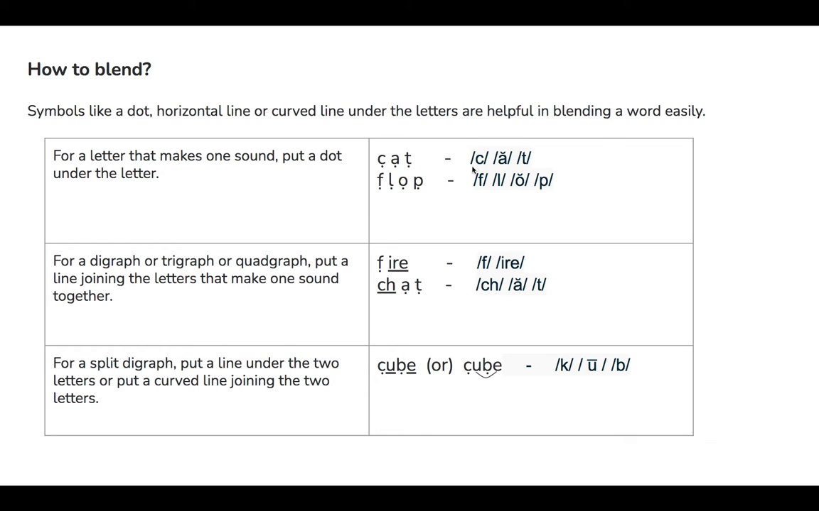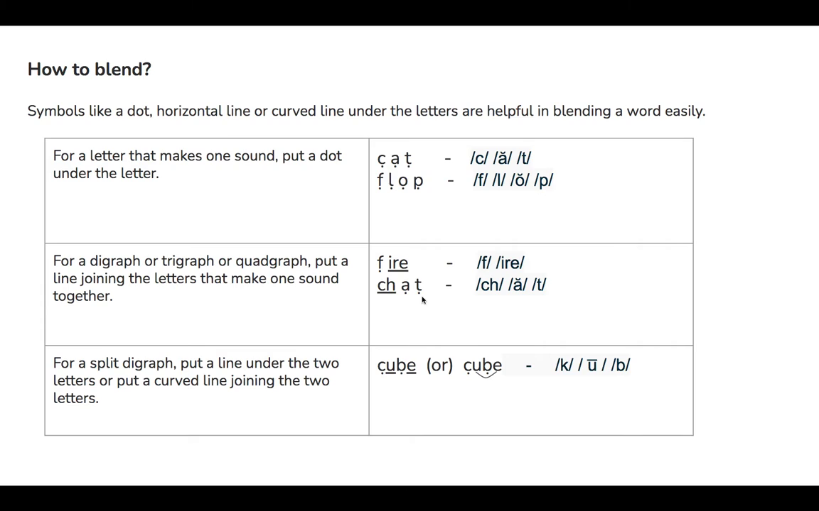For a letter that makes one sound, put a dot under the letter. For example, cat, c, a, t. So you put a dot under each letter. Flop, f, l, o, p. So you put a dot under each letter because each letter corresponds to one sound. Whereas for a digraph or trigraph or quadgraph, put a line joining the letters that make one sound. For example, fire. Here f makes one sound, so we put a dot, and the three letters make one sound together, so we put a line joining the three letters.